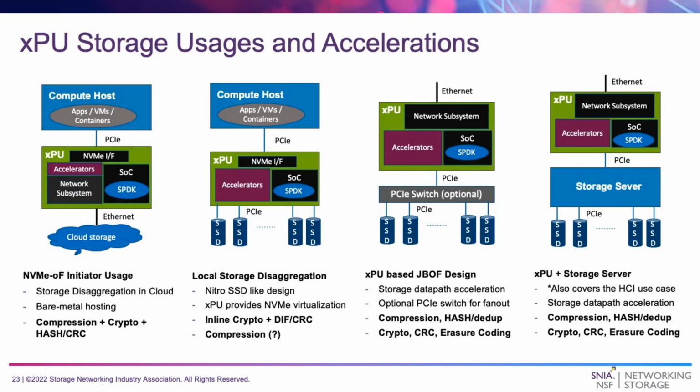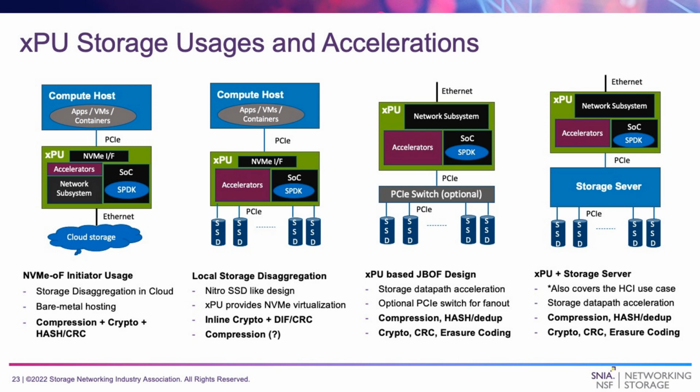So for xPU storage usages, I have 4 simplified pictures here just to illustrate the very well understood xPU storage usages. The first picture shows NVMe over Fabric initiator usage, basically adding xPU into a compute host, right? So this xPU provides all the networking offload, the security offload that we talked about, and here, we're talking about the storage offloads. It can include other infrastructure service offload as well.